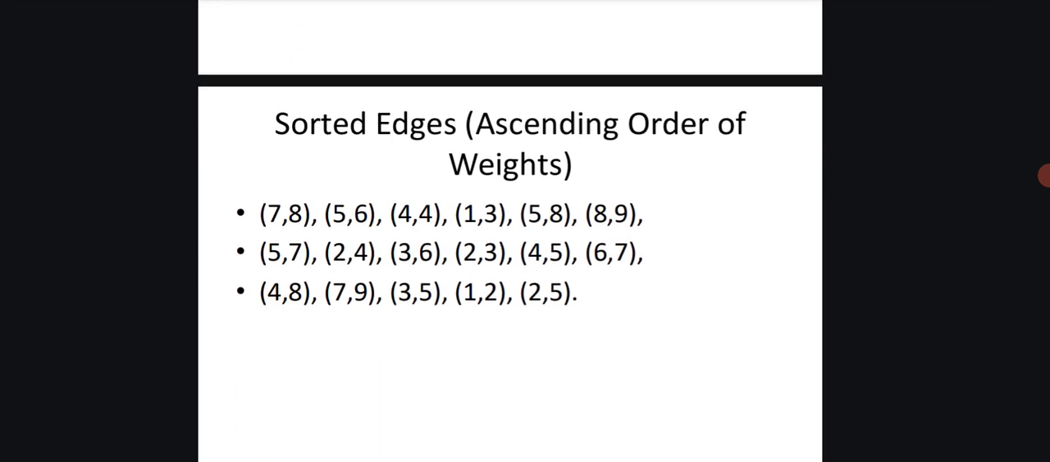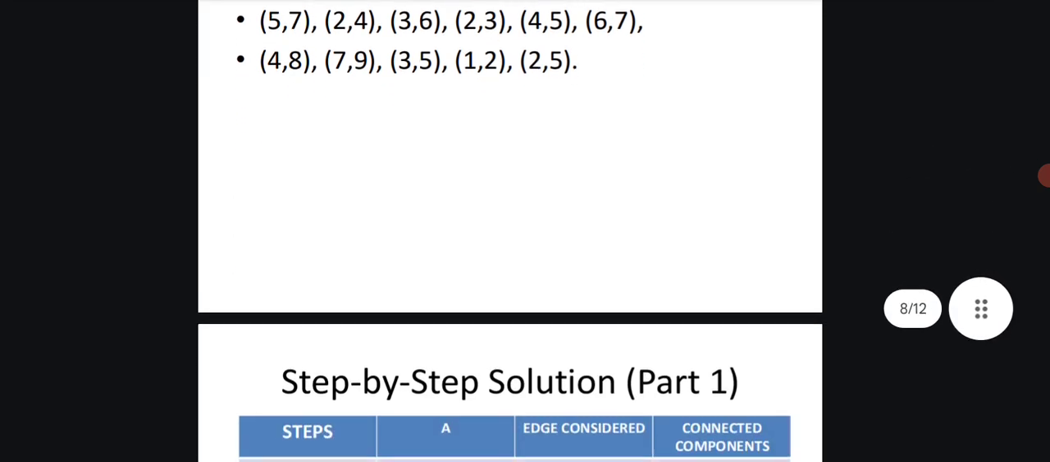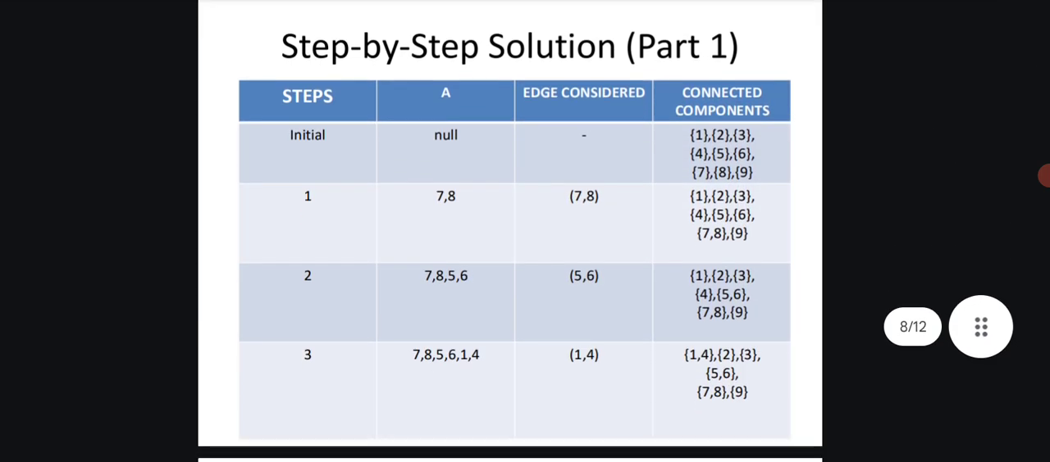First, sort all the edges in ascending order of their weights. These are the sorted edges. In part 1, we are going to see the steps. In the initial step there is no edge considered, and we write all the vertices as separate sets.